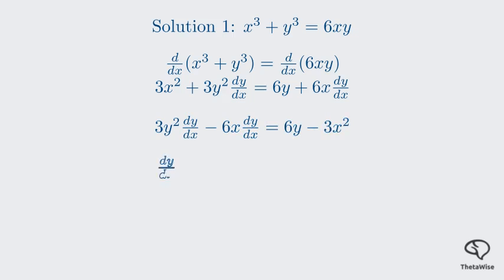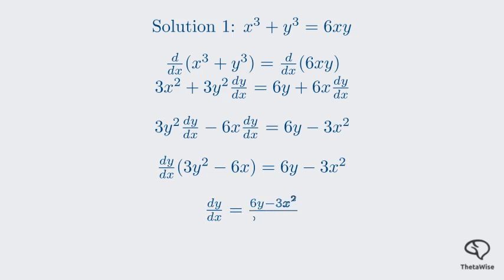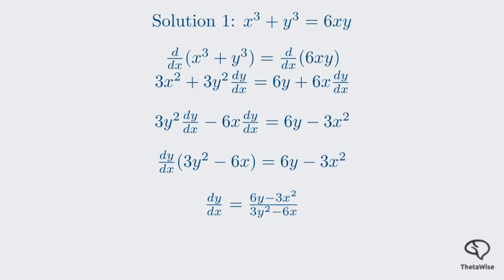Factoring out dy/dx, we have dy/dx times the quantity (3y² − 6x) equals 6y − 3x². Finally, dividing to solve for dy/dx, we get (6y − 3x²) / (3y² − 6x). We can simplify this by dividing the numerator and denominator by 3, giving us (2y − x²) / (y² − 2x).